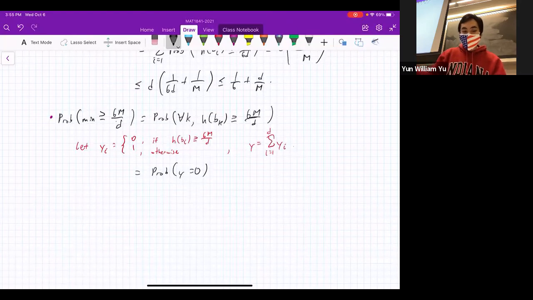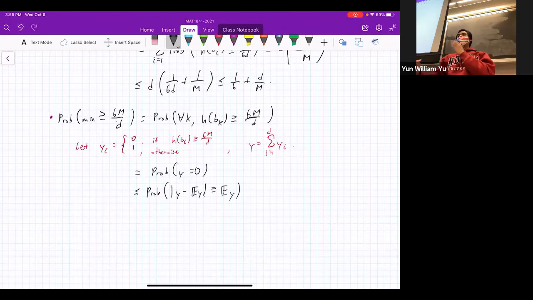So this thing here is less than or equal to the probability that y minus the expectation of y is greater than or equal to the expectation of y. That's a sort of weird way of writing this. Basically, what we're saying is that in order for it to be 0, it has to be at least its expectation away from its expectation, right?